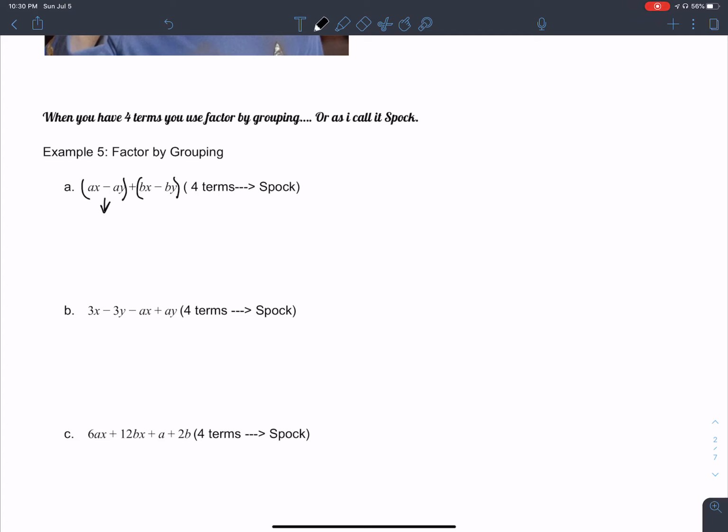So if I look here, the GCF is a. And when I take out the a, I'm left with x minus y. Take out the GCF here, b, I'm left with x minus y. When you factor, these 2 things should be the same. If they're not, you did something wrong. Now, remember what we just did before? We had 2 terms and they had a GCF. Well, the GCF here is x minus y. So, x minus y, take it out, and I'm left with a plus b. And I'm done.